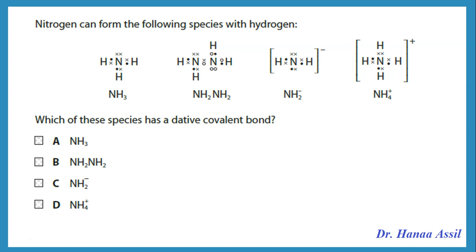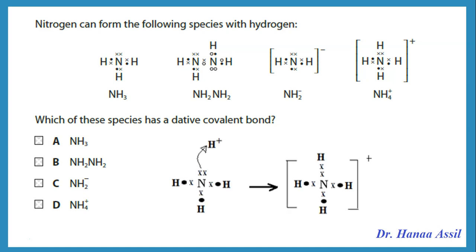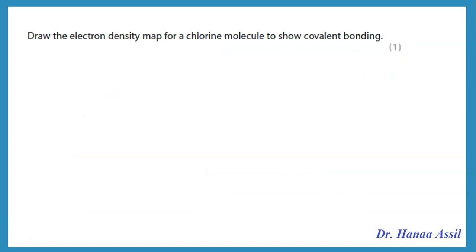Nitrogen can form the following species with hydrogen. Which of these species has a dative covalent bond? Again, what do we mean by dative covalent bonds? Two electrons that are being shared, but both come from the same atom. So remember again, ammonium has a dative bond in which the lone pair of electrons that are left on the nitrogen are used to make a bond with the hydrogen.